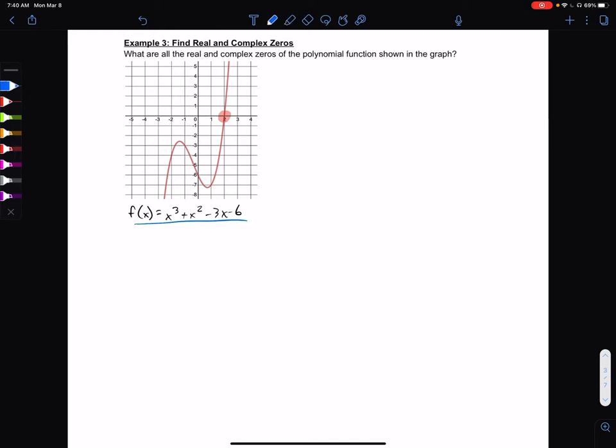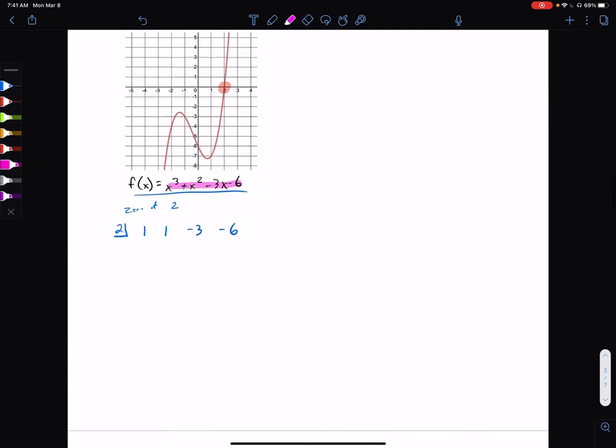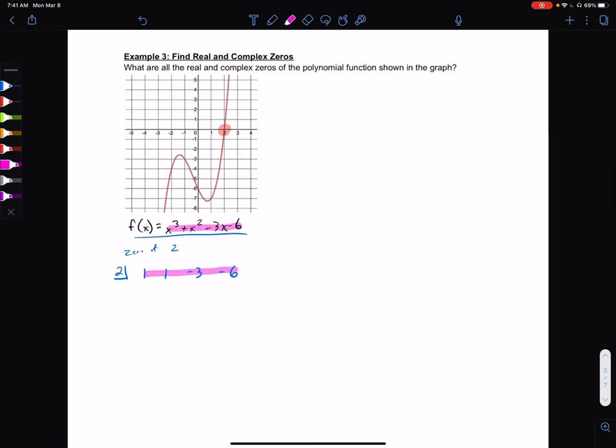What that's going to allow me to do, let's make a little note of that. Let's write that down here. So we have a 0 of 2. What I can do is use synthetic division, and I can divide that 2 into my function itself. So I'm going to use 1, 1, -3, and -6. Remember that those numbers are being pulled right from your function. So, using synthetic division, I'm going to drop that 1 down here.